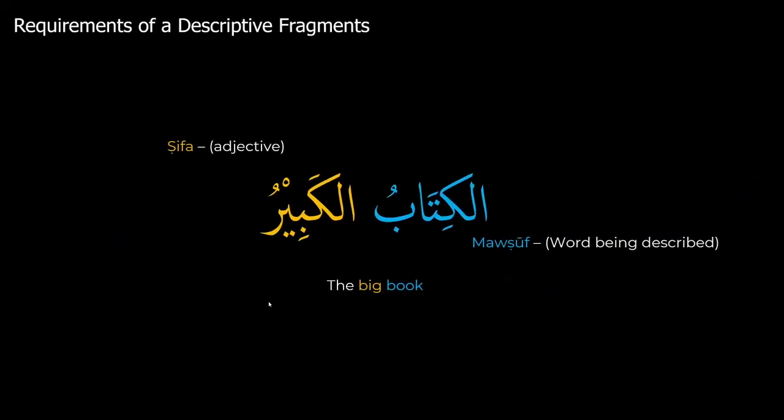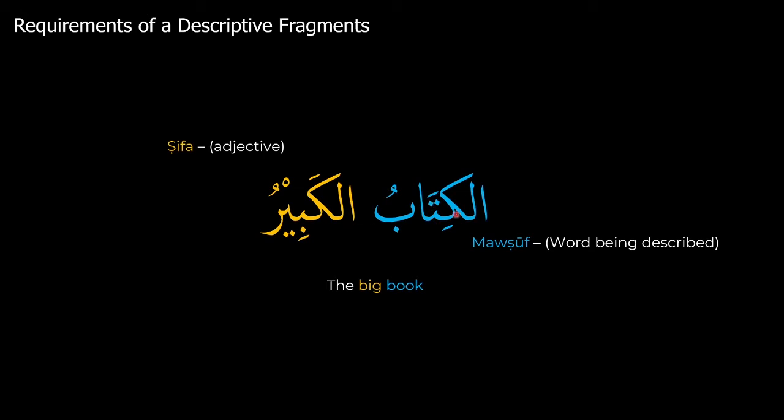So for example, you can see here we have our two parts. Al-kitabu is going to be our mawsuf. This is the word being described. And then we have al-kabir, which is our sifa, which is the adjective. Like we said earlier, the word being described in Arabic always comes first.